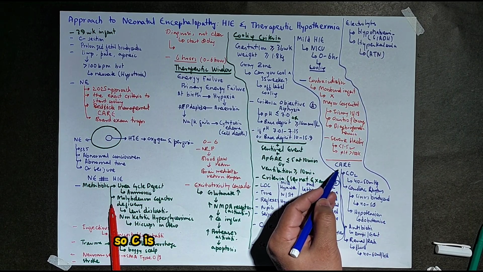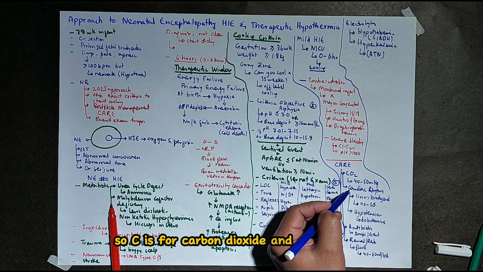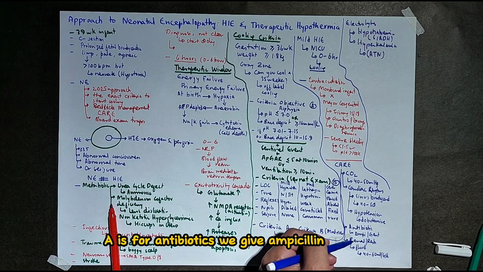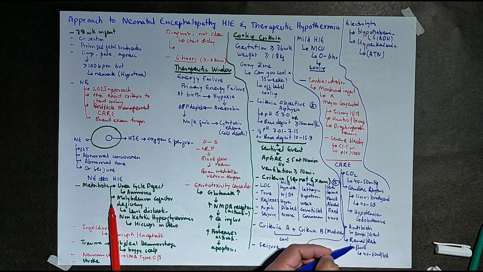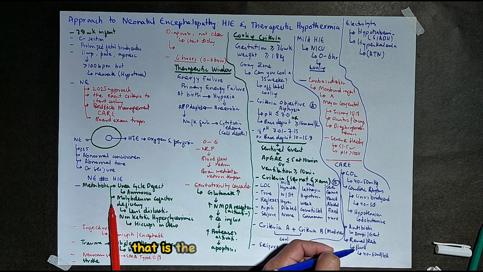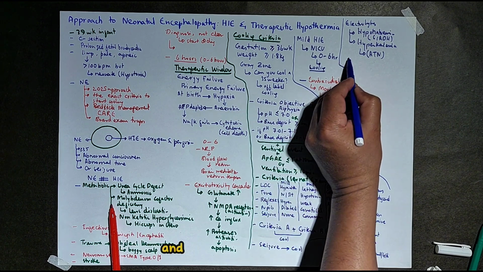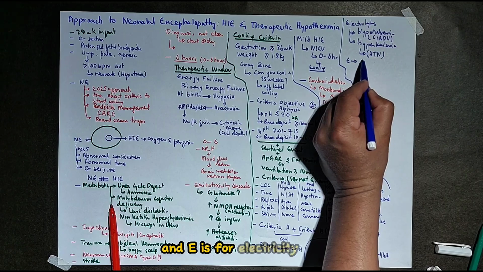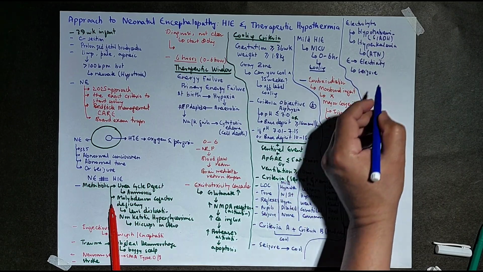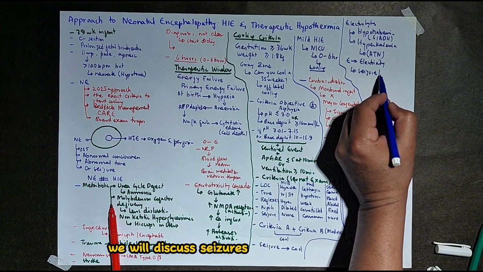So C is for carbon dioxide and cardiac rhythms. A is for antibiotics. We give ampicillin and gentamicin. R is for renal and restrictions. That is the fluid and electrolytes. And E is for electricity. That is seizures and shivering. We will discuss seizures later on in detail.